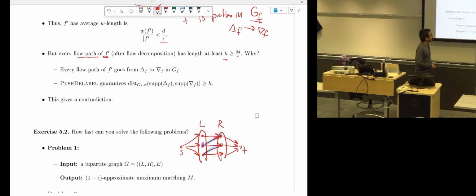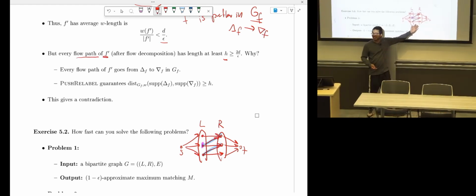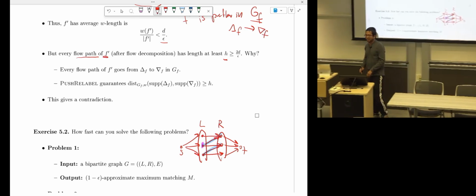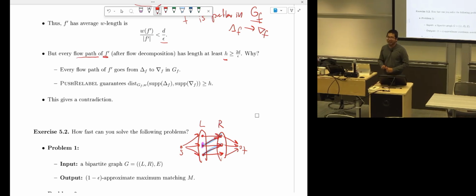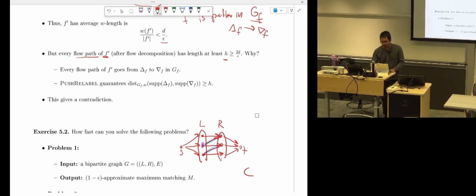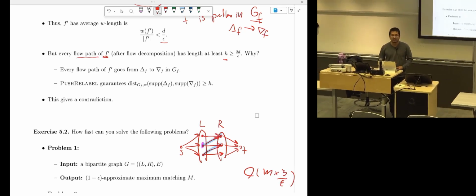But what's the average length of a flow path in this graph? Three. There are just three steps to do. Right, so D is 3. And if you just want to find an approximate max flow in this graph, then you can do it in m times 3 over epsilon time. So that's how you solve this problem fast.